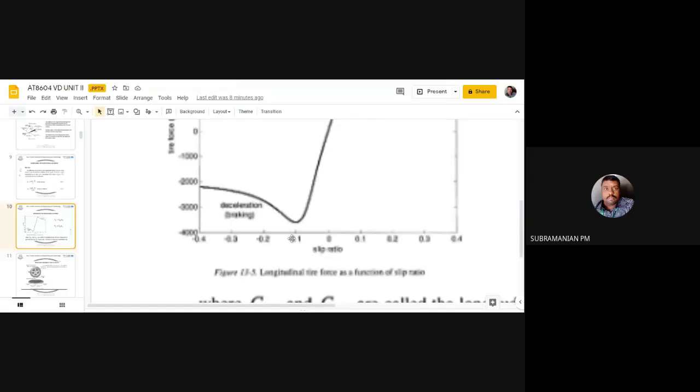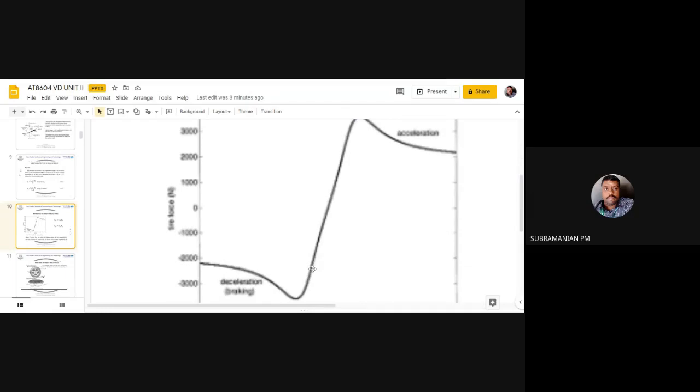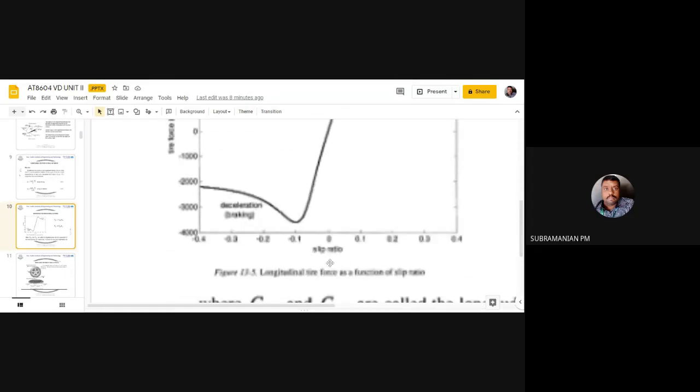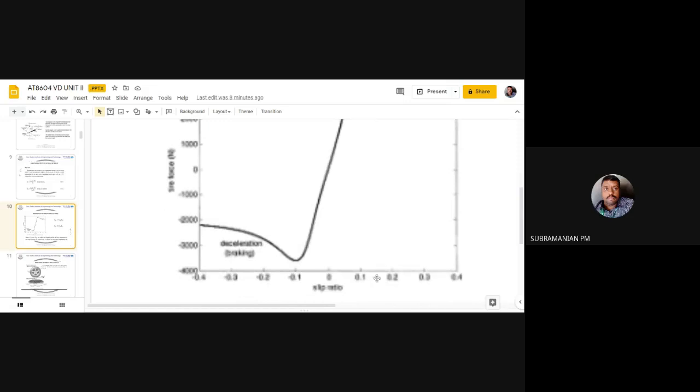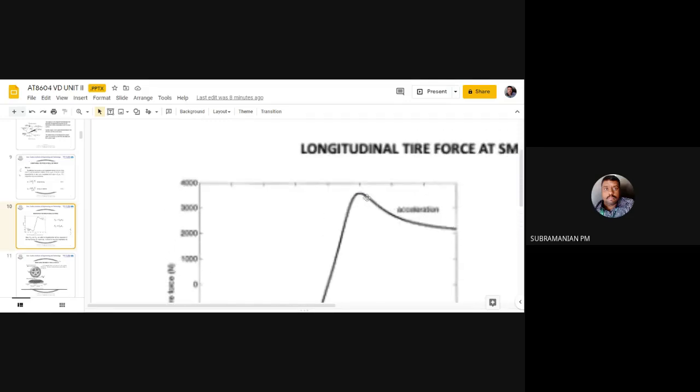You can see, as I am increasing the slip, there is an increase in the tire force. So I have a linear relationship only in this small interval of slip ratio. With a further increase in slip ratio, you can see it goes into a non-linear curve, so the relation is not linear. That is for the x-axis.